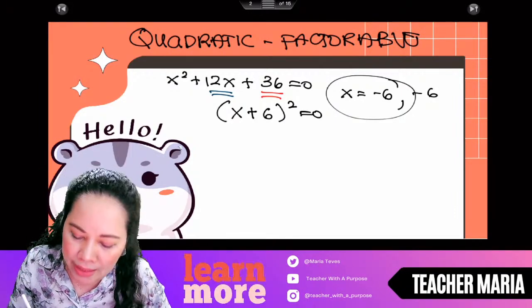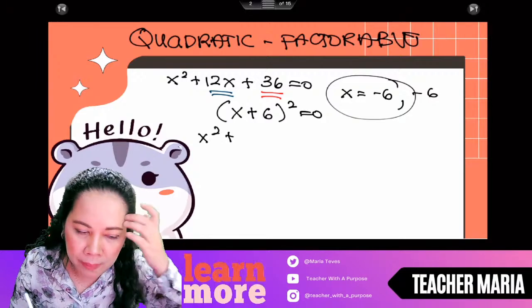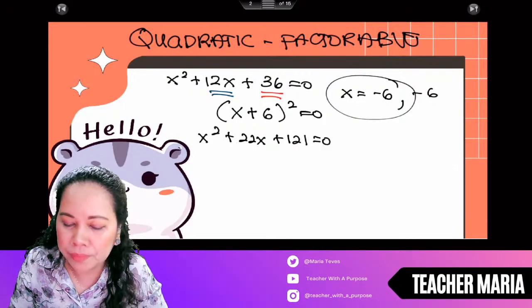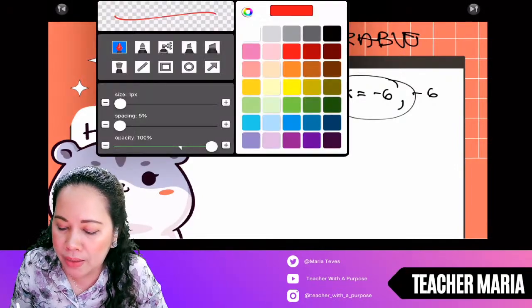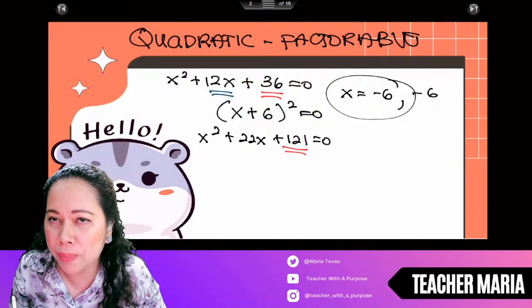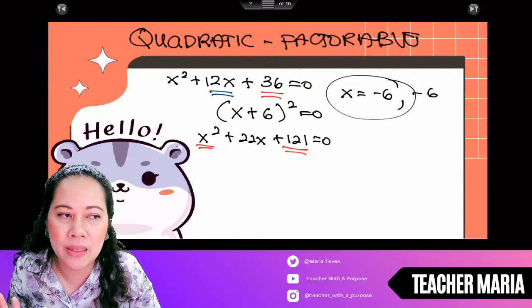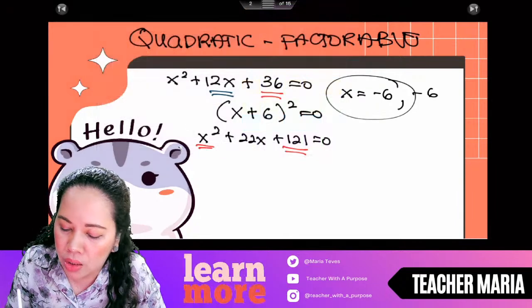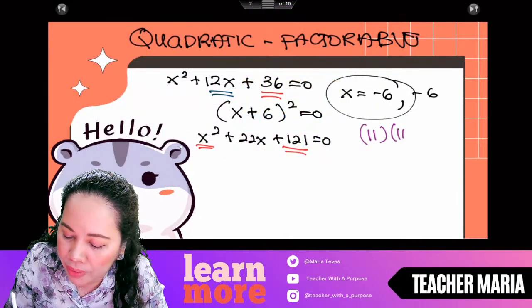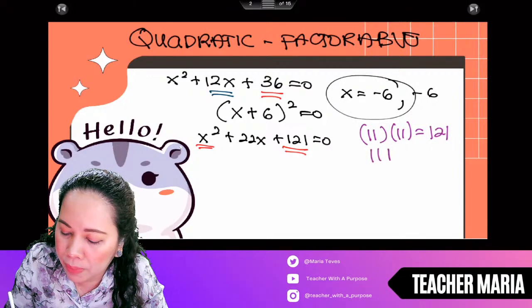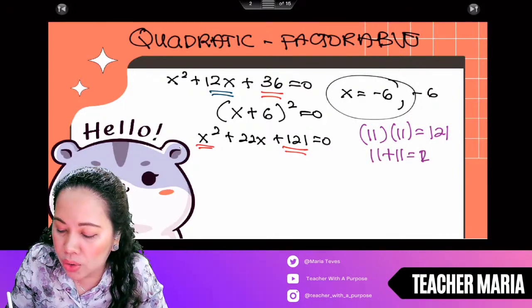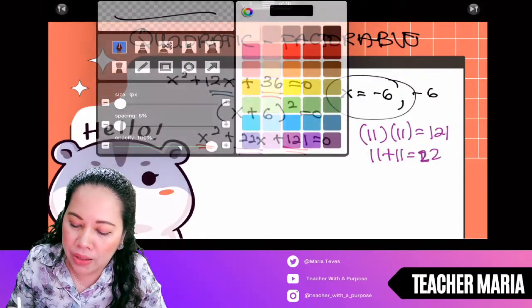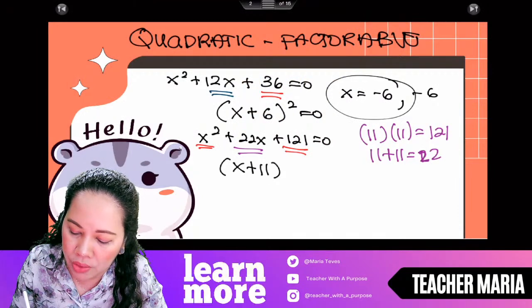Another example, you have x squared plus 22x plus 121. So the first step is you identify whether this is a perfect square. Of course, the 121 in there is a perfect square. 11 times 11 is 121. 11 plus 11 is 22, which is the middle term. Therefore, your factors here will be x plus 11 squared.